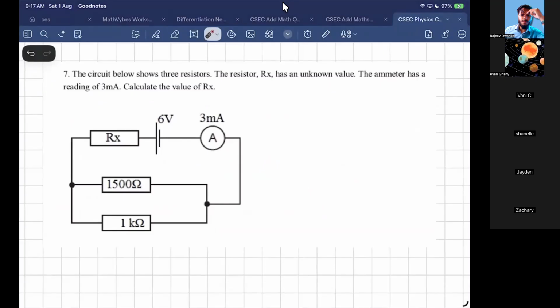The circuit below shows 3 resistors. The resistor Rx has an unknown value. The ammeter has a reading of 3 milliamps. Calculate the value of Rx. So this question is a bit of a tricky one.